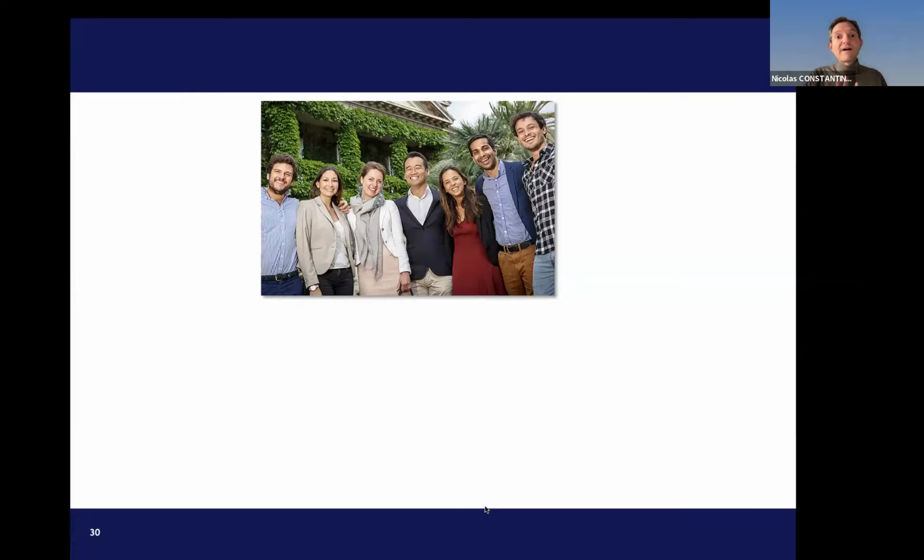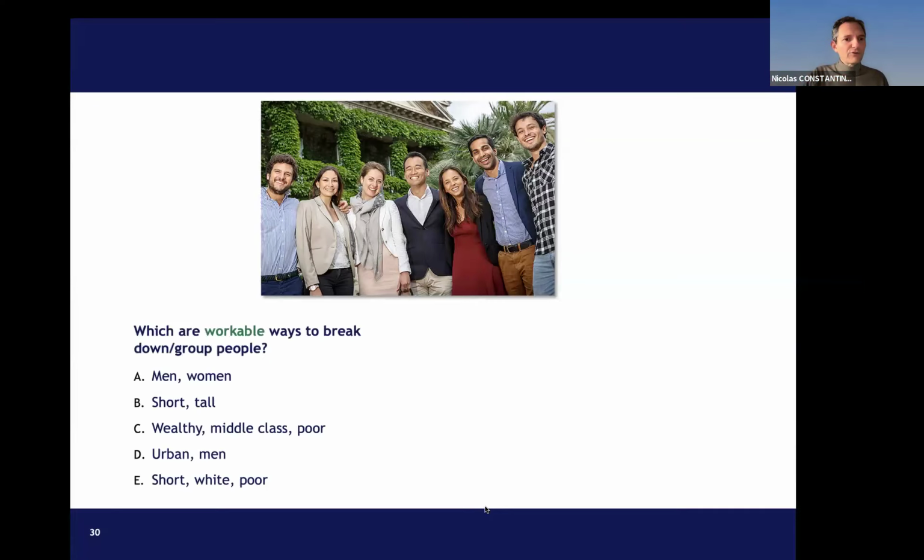I'm going to show you 5 ways that I'm going to ask you to move around the room, and I want you to tell me which ones work and which ones you think are not going to work. First, men on one side, women on the other. Second, short people on one side, tall people on the other. Third, wealthy people on one side, middle class people in the middle, poor people on the other side. Fourth, urban people on one side, men on the other. And fifth, short on one side, white in the middle, and poor on the right. Which ones of these work and which ones don't work?